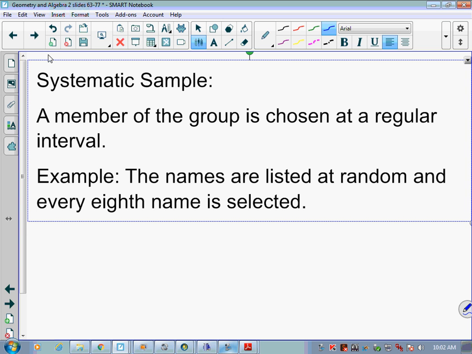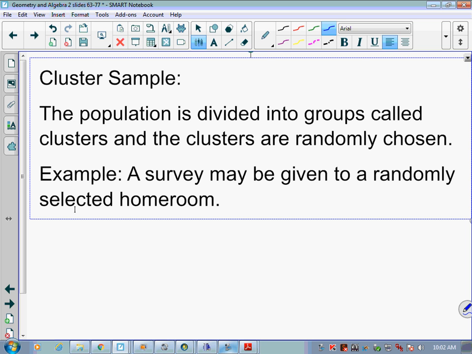Okay, systematically. Cluster sampling. The population is divided into groups called clusters, and the clusters are randomly chosen. This would be where, let's say I took freshmen, sophomores, juniors, seniors. I divided them into separate clusters, and then I just pick a cluster and take that entire cluster. So juniors win, and the juniors are going to get a pizza party this month. That's a cluster sample. A survey may be given to a randomly selected homeroom. So your homerooms are clusters, and then we take the whole homeroom and do something there.